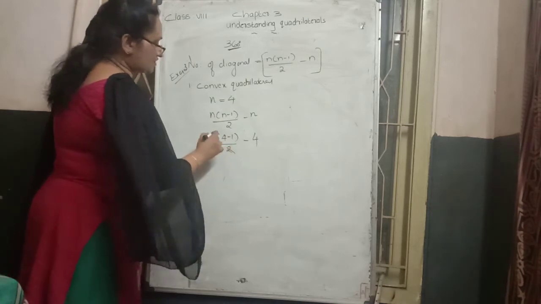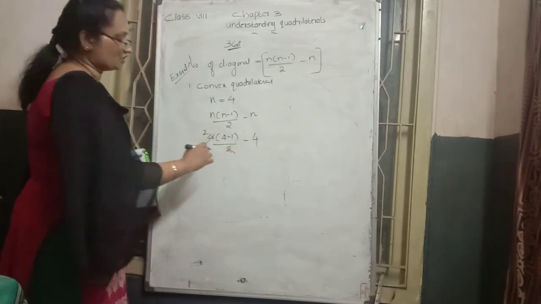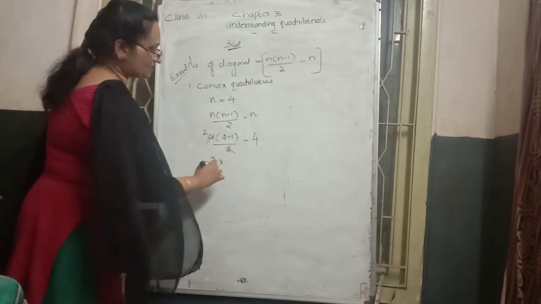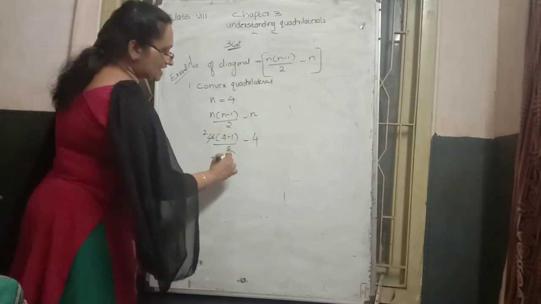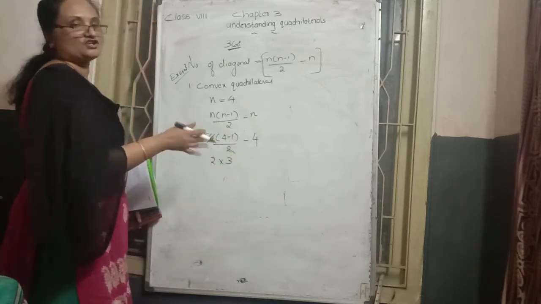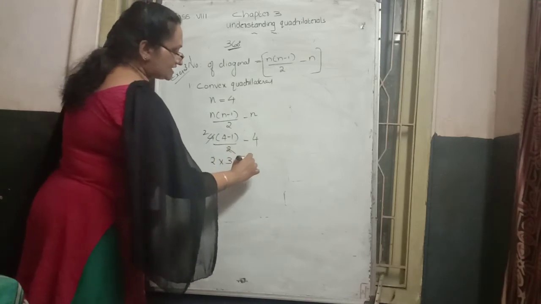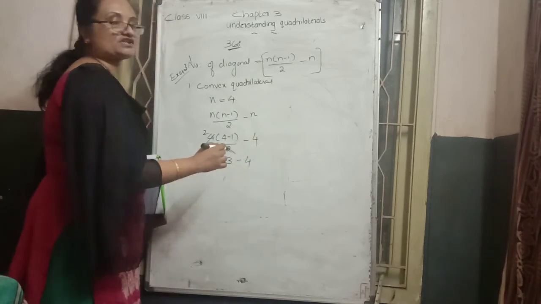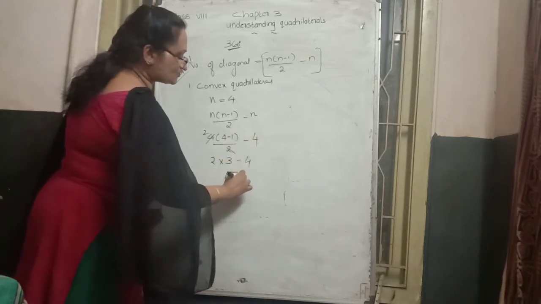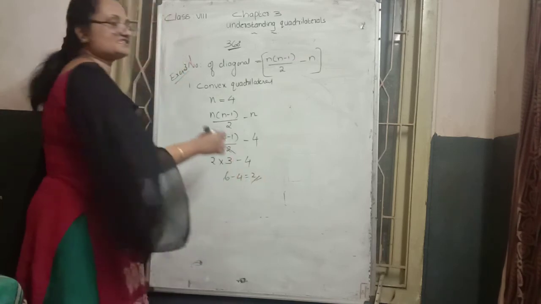Then 2 and 4 cancel, how many times? 2. So 2 into (4 minus 1) comes to be how much? 3. The denominator becomes 1 only. Minus 4. 2 into 3 becomes how much? 6. 6 minus 4 becomes how much? 2. Yes, is it right or wrong?